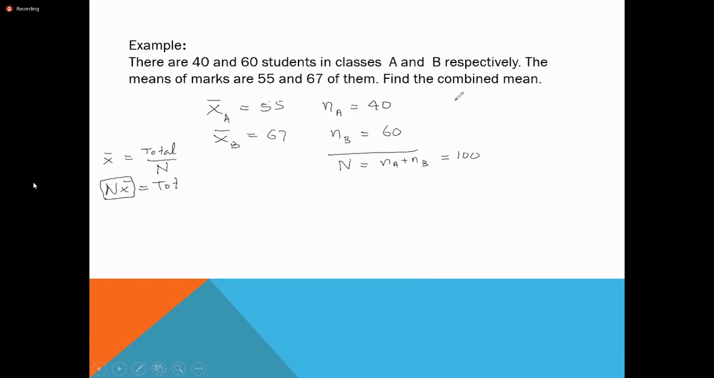So we can get the total of the first group, class A students. Total of class A, then how much? 40 students. Mean means the mark each student would get if everyone got equal marks, which is 55. The 40 students actually took different marks, but if we consider all the students took equal marks, that mark is 55.